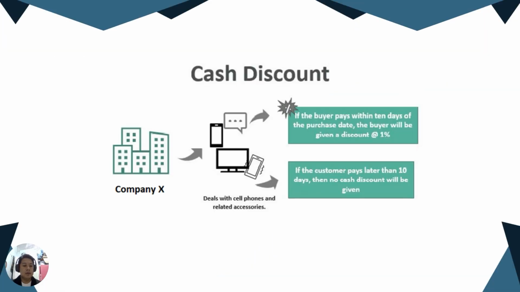Cash discount refers to an incentive that a seller offers to a buyer in return for paying a bill before the scheduled due date. Example, Company X allows the buyer a 10-day period of payment. If the buyer pays within or shorter than 10 days, they are given a 1% discount, or possibly a higher rate.